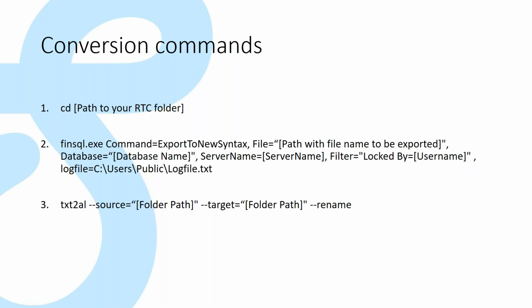First of all, you will have to go to your RTC folder path. Later on, you will have to enter that command to export it to new syntax. And lastly, you will have to use txt2al to export it to AL.